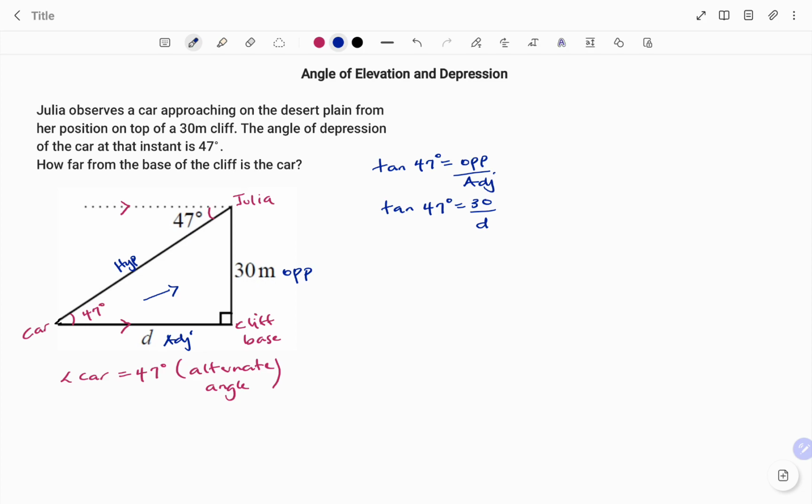If we cross multiply, we have d times tan 47 degrees equals 30. Dividing both sides by tan 47 degrees, we have d equals 30 divided by tan 47 degrees. If we punch that in, we have our d, or the distance, equals 27.98 meters to 2 decimal places.